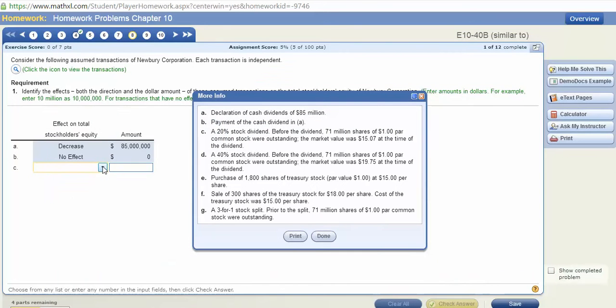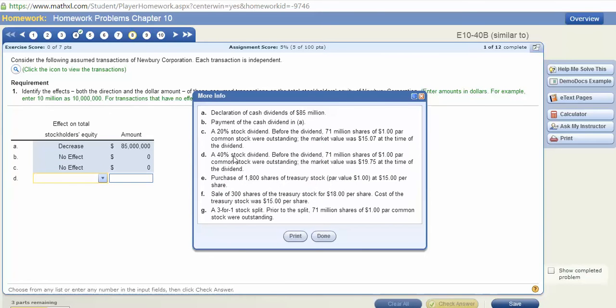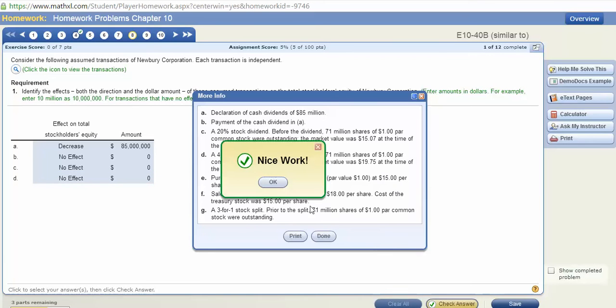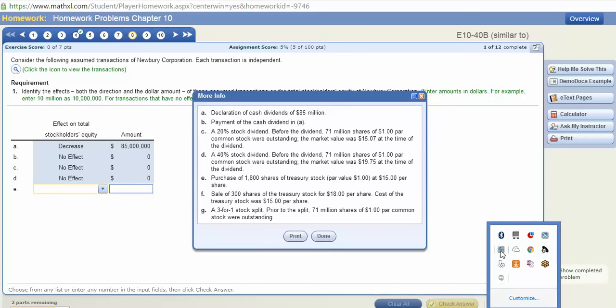Stock dividends never increase or decrease stockholders' equity. So make your life easy and memorize that. Let's go to D, a 40% stock dividend. That's unimportant. A stock dividend never affects stockholders' equity. You can see here a lot of this stuff is just distractors because once it's a stock dividend, it has no effect on total stockholders' equity.